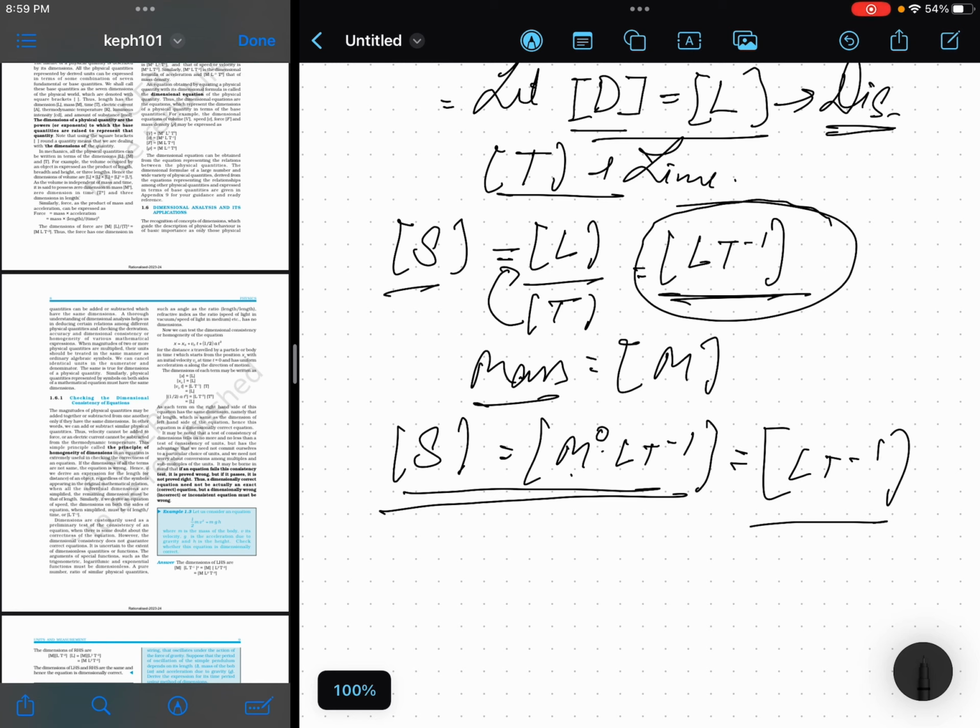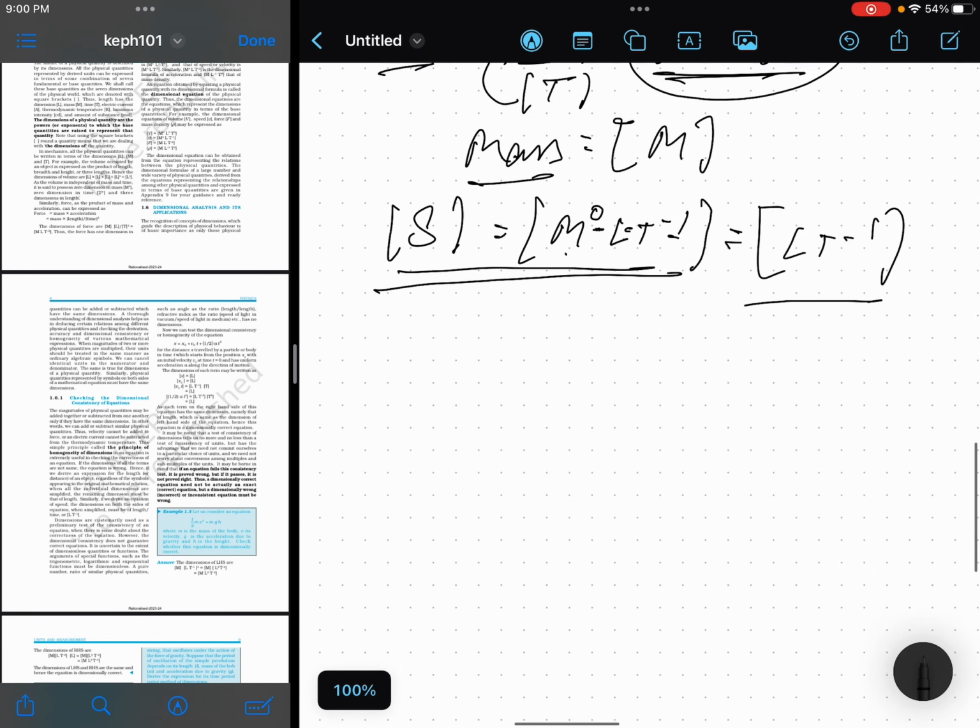Basically, we bring mass into the picture as well because if you follow the NCERT format, usually every dimensional formula is written in the format of M, L and T, raised with some power to make it compatible. So this is basically the dimensional formula. I hope you have understood up to this particular point.